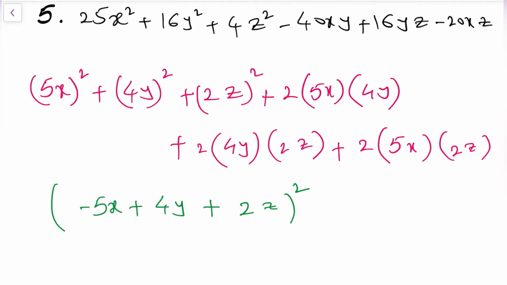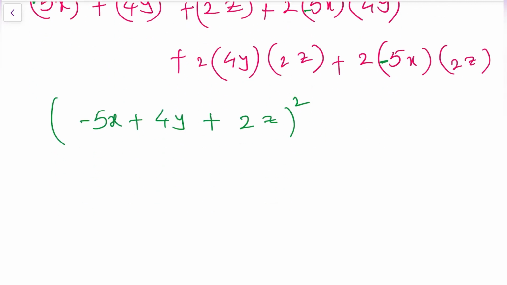Now in the previous step also we need to change. Here minus 5x whole square. Here 2 into minus 5x into 4y, 2 into minus 5x into 2z. This is the final answer. So minus 5x plus 4y plus 2z whole square.